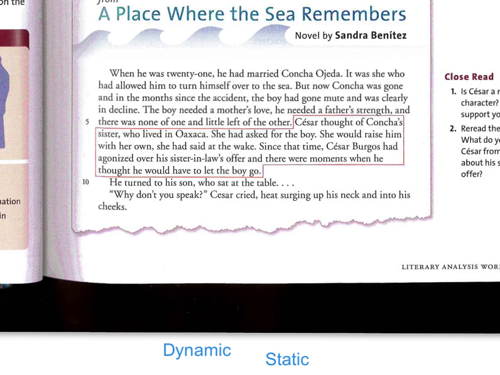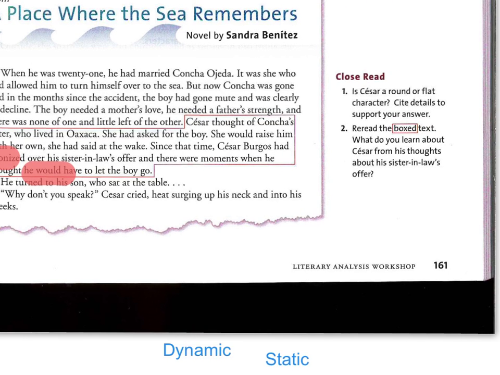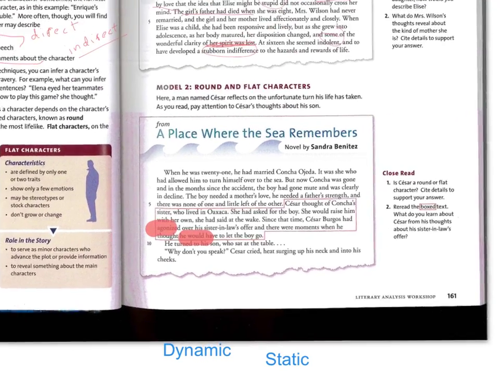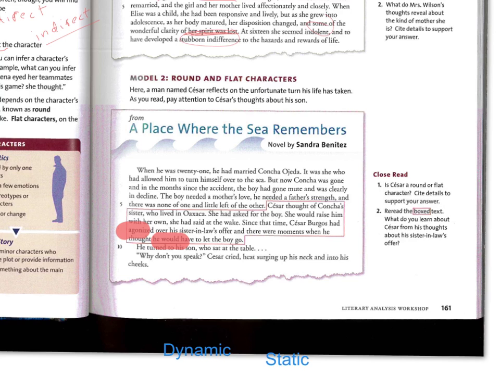Okay, that's a really big clue right there. Agonized over the offer. And there were moments when he thought he would have to do it. So what does that tell us about him? Right? He wants to do the right thing. Okay, but he's not sure what the right thing is. Does he love this boy? Okay. So make sure you have some notes for Model 2. Round and flat characters, A Place Where the Sea Remembers.